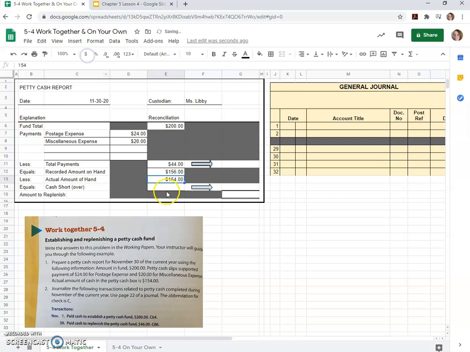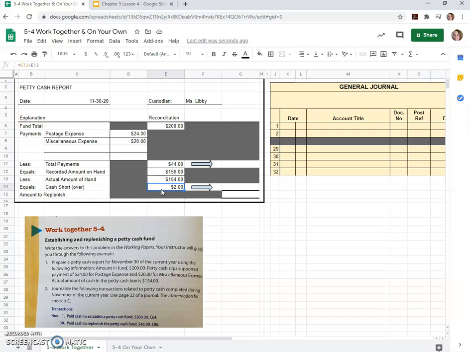And then this cash short and over is a subtraction of that amount. So we would do equals this amount that we calculated minus this amount. And it is short. It's a positive number. If it's over, it would be a negative number. And it is short, which is normal. And you hope it's exactly on, but short is more common than over.